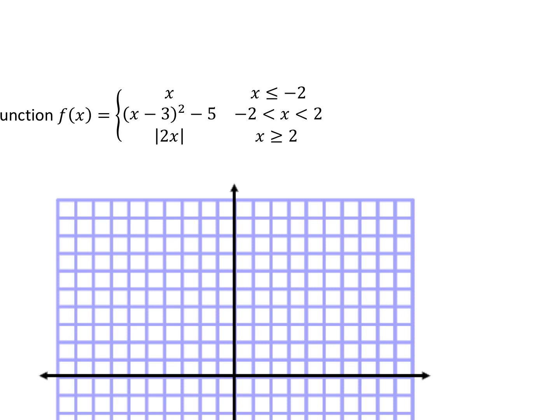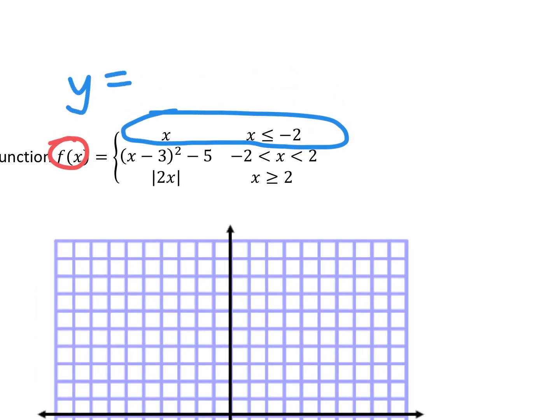So this is my function, and it's 3 separate problems. I'm going to circle this one and just think of them as one at a time. F of x is equal to x. That's basically saying y equals x. That's just a straight line with a slope of 1, and it would go through 0, 0. That's just y equals x, this line right here.